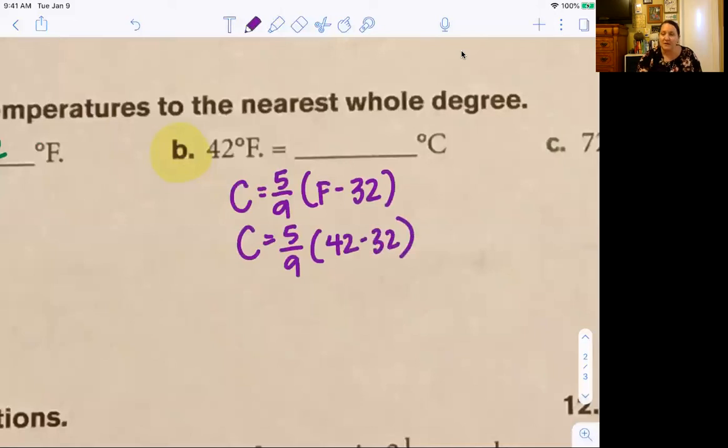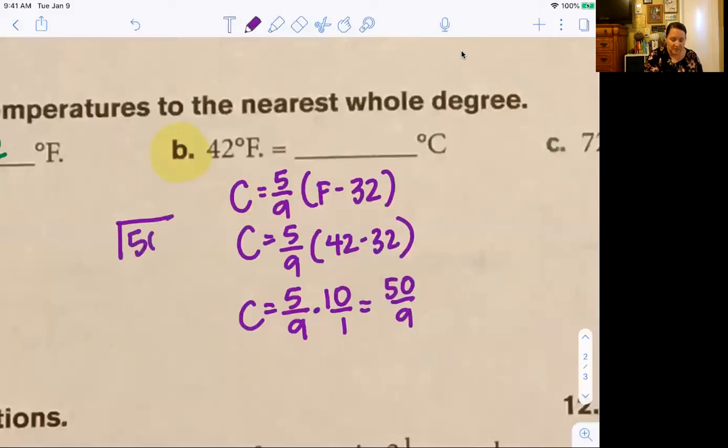What is 42 minus 32? 10. So Celsius equals 5/9 times 10 over 1. Now, do 9 and 10 share a common factor? No, they don't. So we just multiply across. 50 divided by 9. And then we do the division.